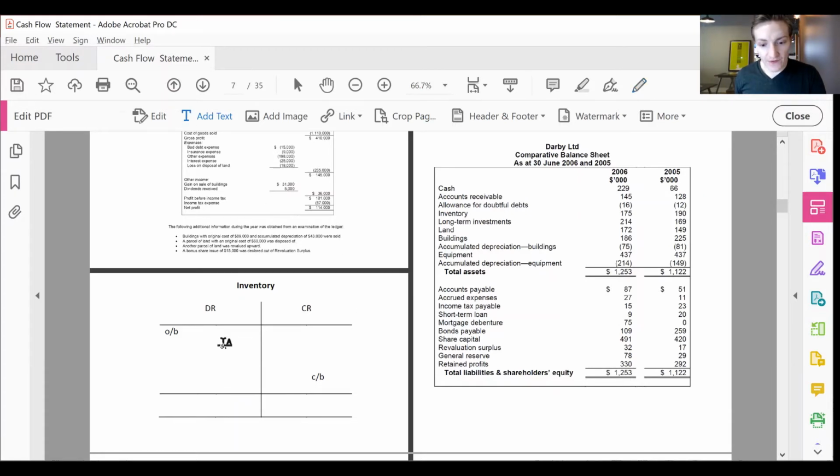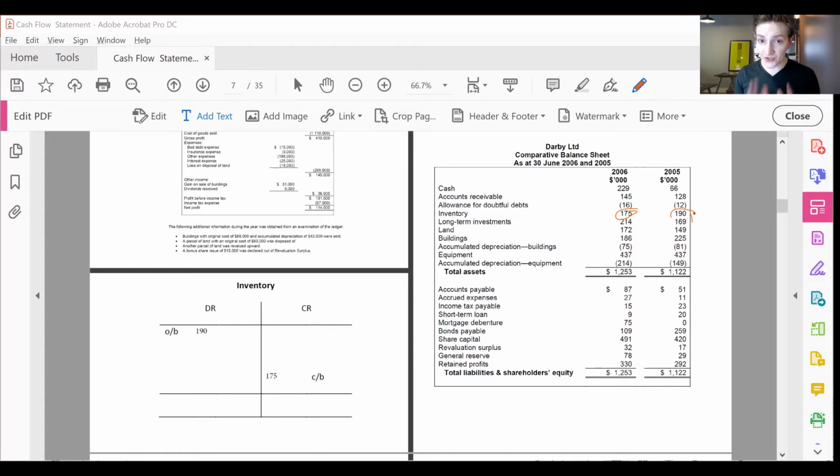So our opening balance for inventory is 190 and the closing balance is 175. Now you can get this by just reading it off the balance sheet. This is right over here with 190 as our inventory opening balance, 175 as our inventory closing balance. So we then need to think through what things might increase or what things might decrease our inventory. Well, things that increase the inventory are the purchases. Things that decrease the inventory are the sales.